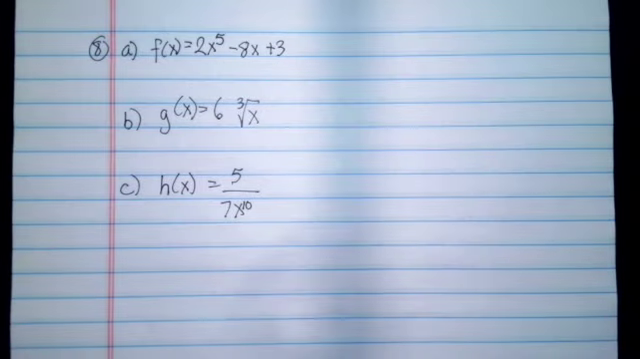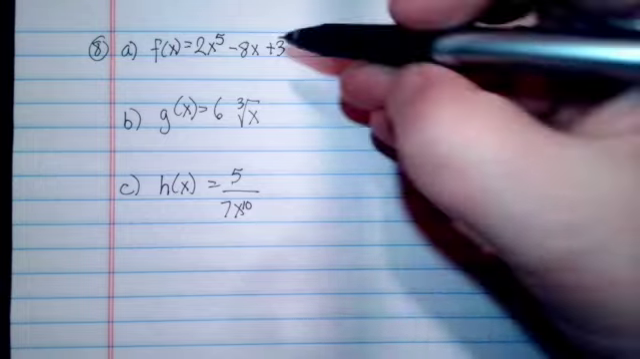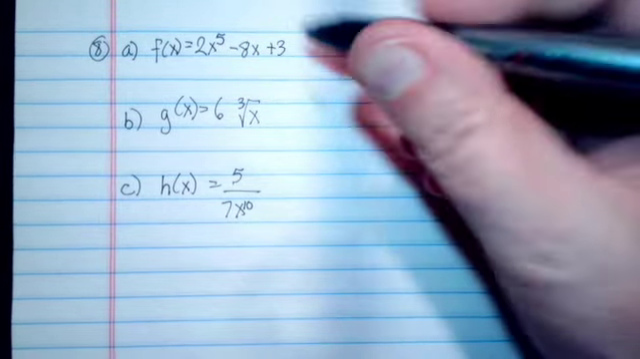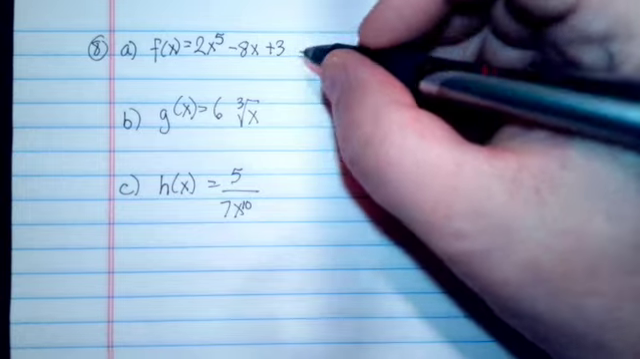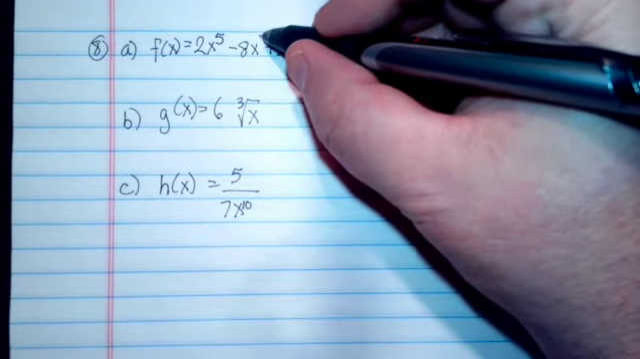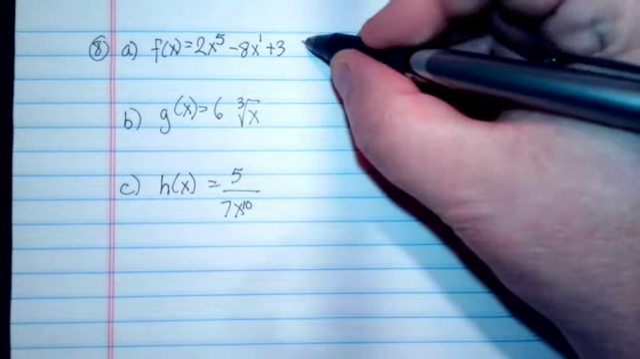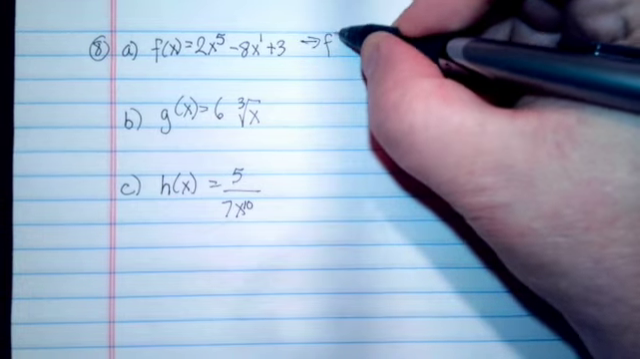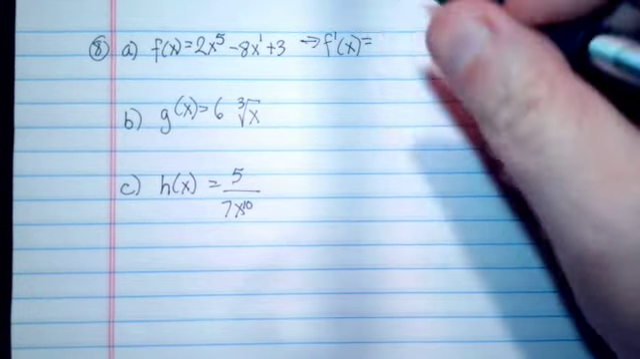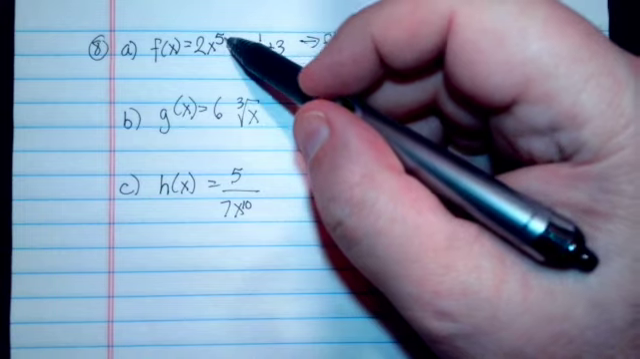Here we're going to use differentiation rules to find the derivatives of these three functions. We start out with 2x to the fifth minus 8x plus 3. Well, remember that 8x is the same thing as 8x to the first power, and so when we differentiate, we'll use the power rule along with the constant multiple rule.